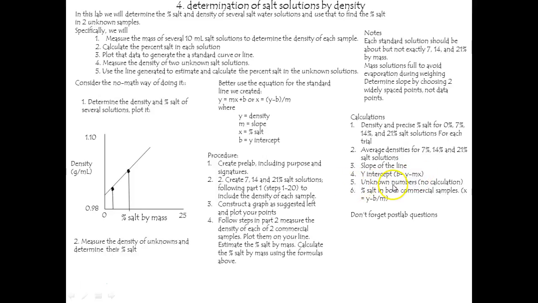Also, write down your unknown numbers, very important, no calculation there. And the big thing that we're looking for is to find the percent salt in your two commercial samples. And in each case, percent salt is equal to x, which can be rearranged from the equation for a line. Don't forget that you will be measuring the density of those samples, so you should have a very good idea of what the percent salt should be by simply drawing a line down and getting an estimate. So you should know if you're doing well by comparing your estimate to your real values. And as always, don't forget your post-lab questions.